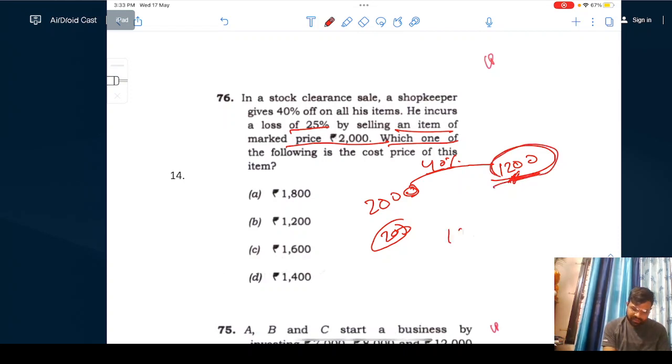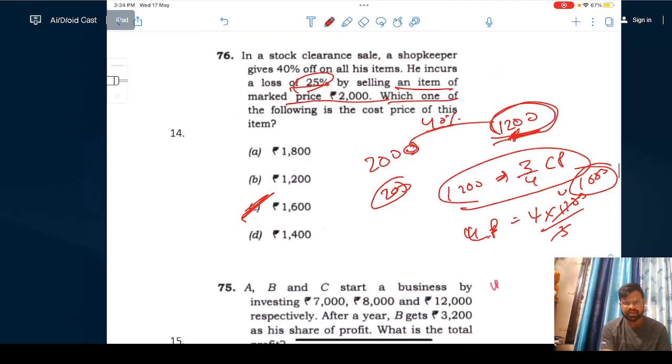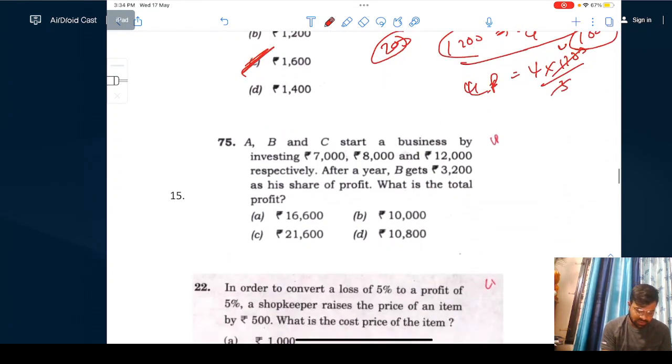Now this 1,200 is at 25% loss. That means it is 3 by 4 of CP. So 3 units is 1,200, and 4 units will become the CP: 4 into 1,200 by 3. So 4 fours are 1,600. 1,600 is the CP.